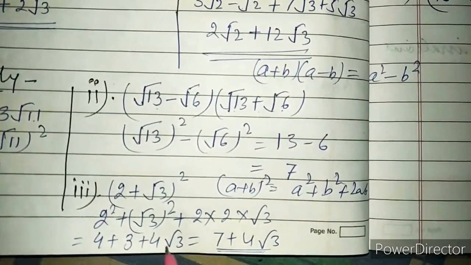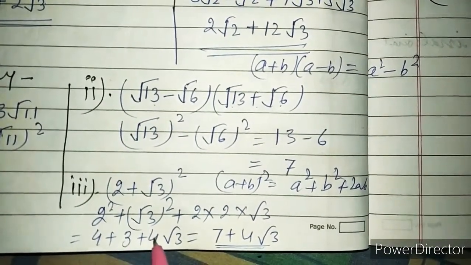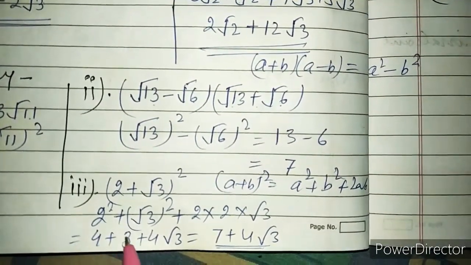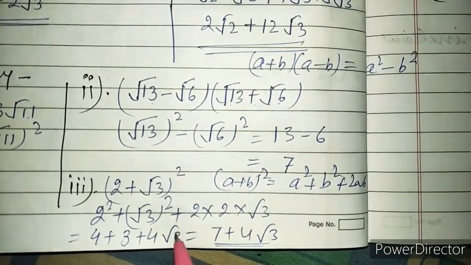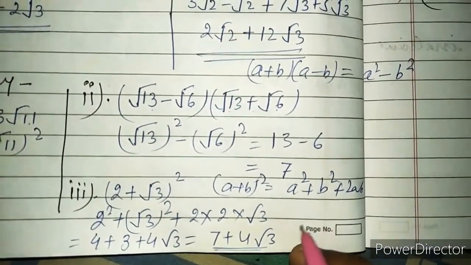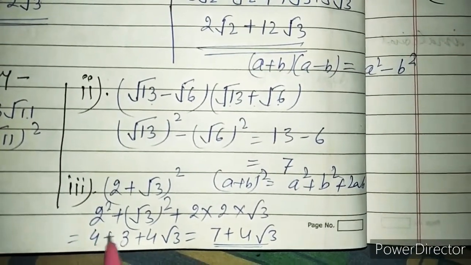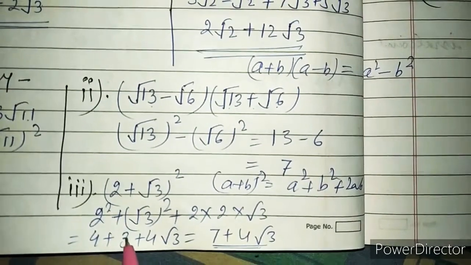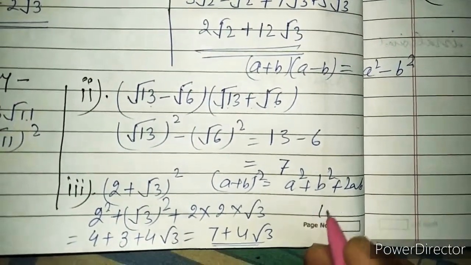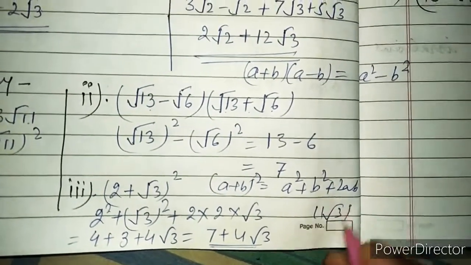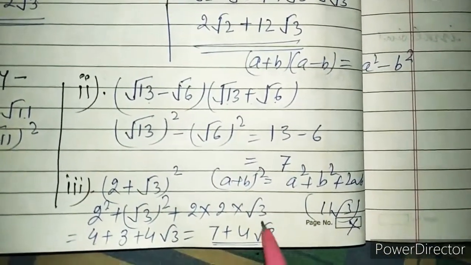See students, most of the students do the thing wrong. 4 plus 3 is equal to 7. You cannot add 4 in the same, meaning 4 plus 3 plus 4, 4 3 7, 7 4 11, 11 root 3 is not the correct answer. Sometimes children add all three together, 4 3 7, 7 4 11, and write 11 root 3 as the answer, but 11 root 3 is wrong. This is wrong. Correct: 7 plus 4 root 3 will be the correct answer.